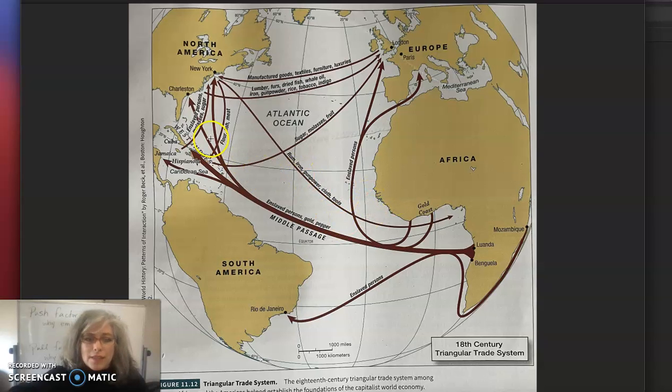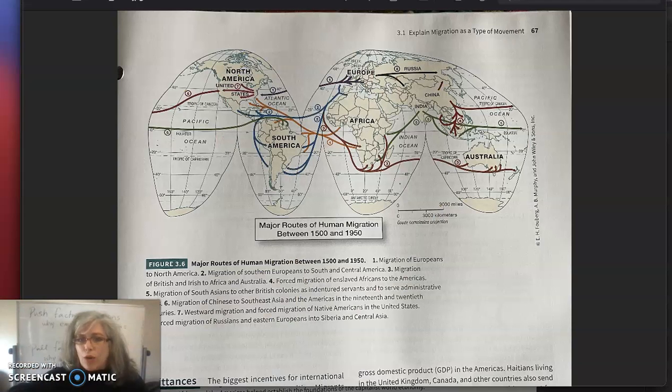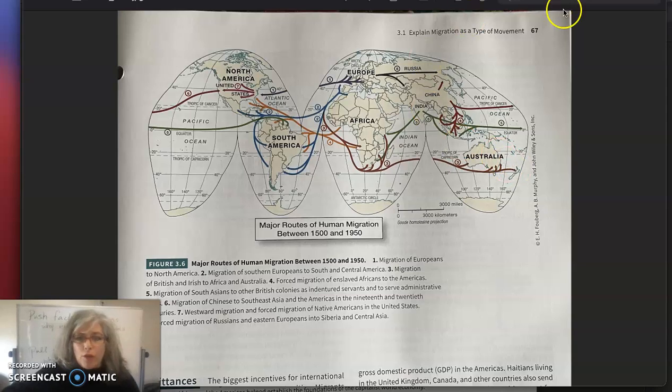So look at these routes, these trade routes from chapter 11, this in the 12th edition. This is on page 336. But let's also look at the migration patterns. Oops, not that one. Well, yeah, we'll go ahead and look at this one. This is a major human migration from chapter 3, between 1500 and 1950.